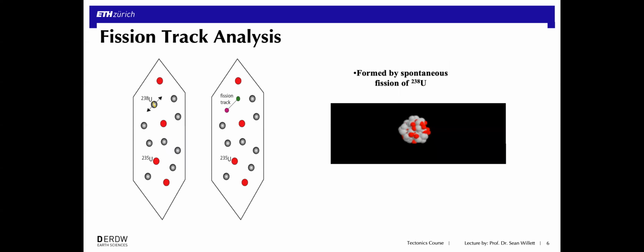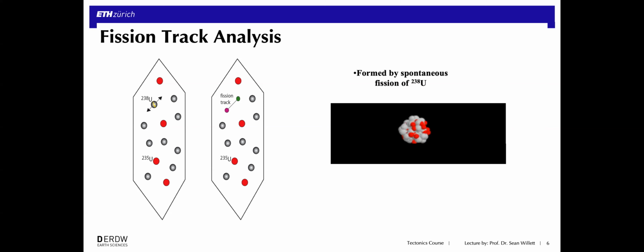or an apatite. Now the other important dating method or thermochronological dating method is fission track analysis. Fission track analysis is also a parent-daughter relationship, but in this case, the daughter is in fact not an isotope at all. What it is, it's a track. It is a zone of damage within a crystal.